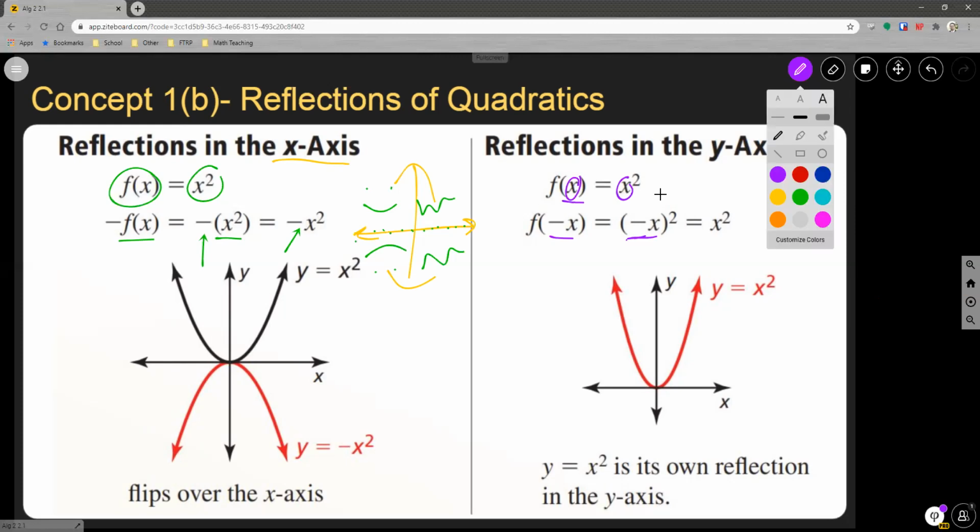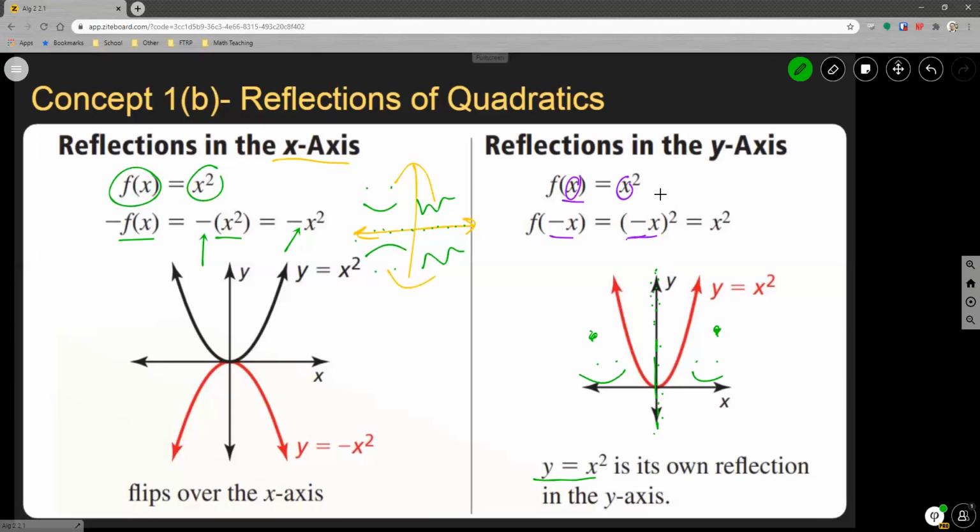Because remember, the reflection over the y-axis means I'm reflecting it over that vertical axis, which means everything on the right side gets reflected to the left. I've got a happy face over here, it gets reflected over there. And that's it. And it even mentions at the bottom, y equals x squared is its own reflection in the y-axis.